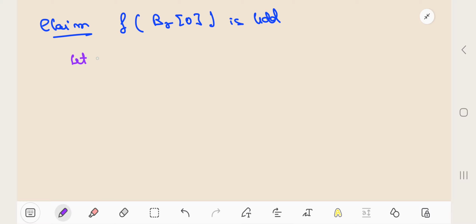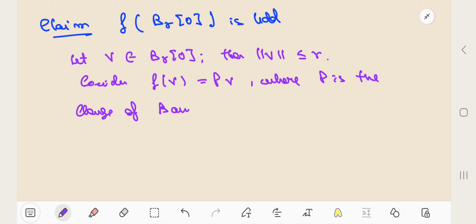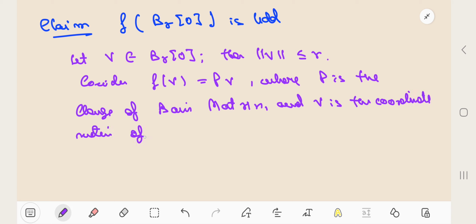So let V be an element from B(0, R), then the norm of V is by definition less than or equal to R. Consider f(V) to be P times V, where P is the change of basis matrix, and V is the coordinate matrix of V in terms of the standard ordered basis. Clear?